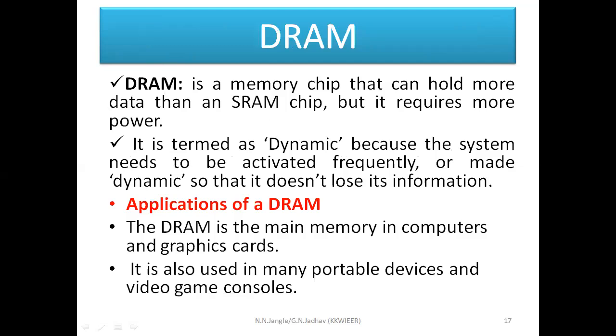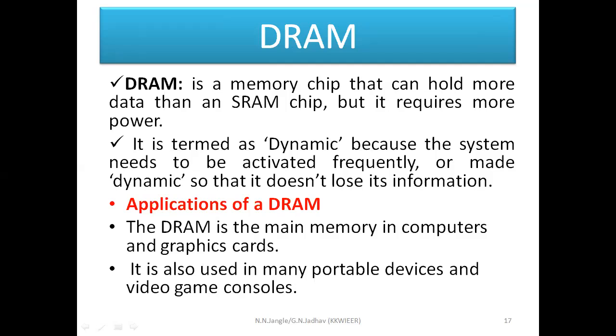Let us discuss DRAM. DRAM is a memory chip that can hold more data than a SRAM chip, but it requires more power than SRAM. It is termed dynamic. Why is it called dynamic? Because the system needs to be activated frequently. The system needs to be refreshed so that it doesn't lose its information. And that's why the name of this random access memory is dynamic random access memory.